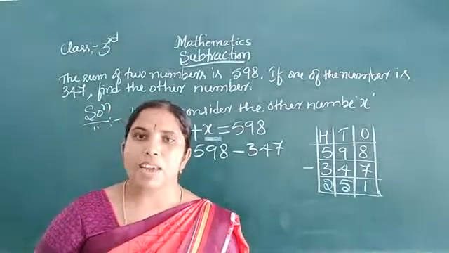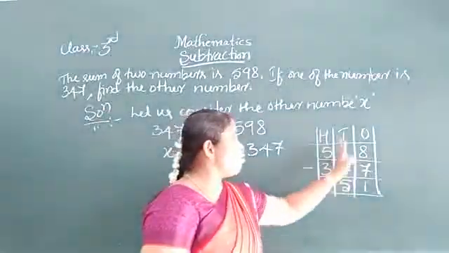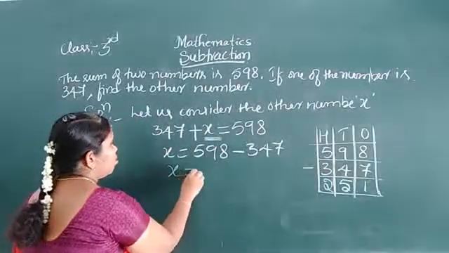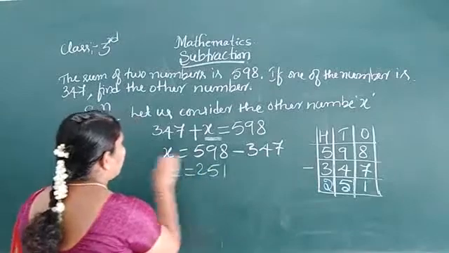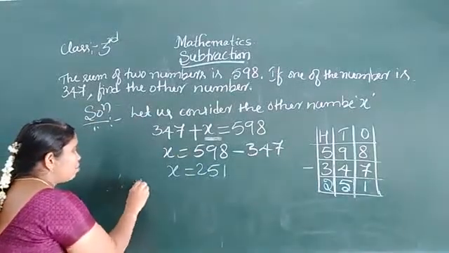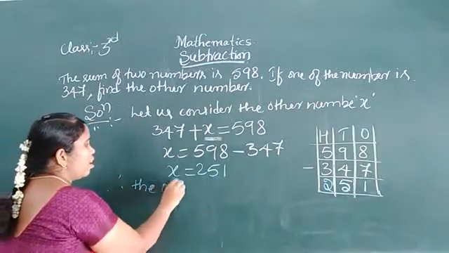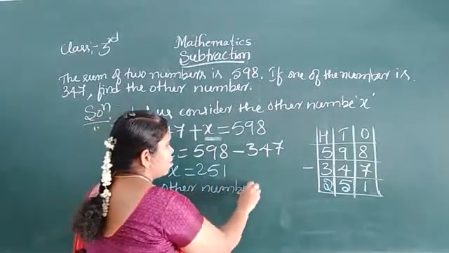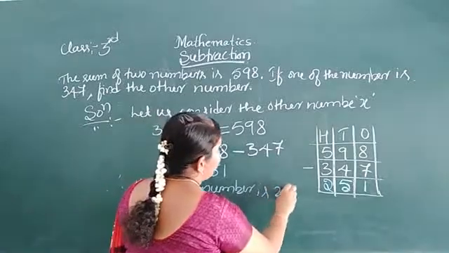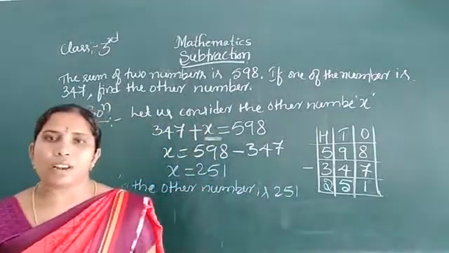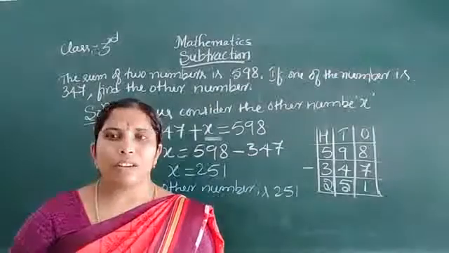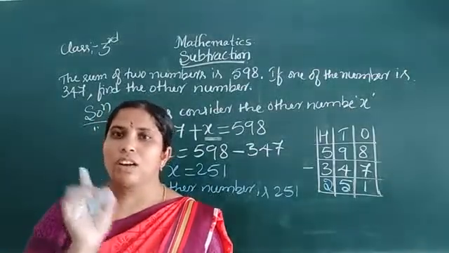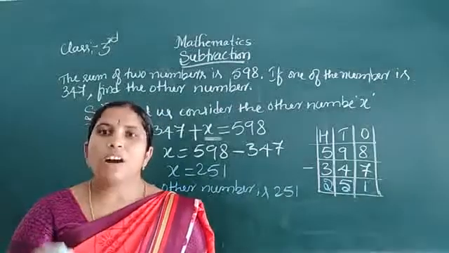The other number is 251. Therefore, the other number is 251. If you want verification of whether it is wrong or right, you should do verification.